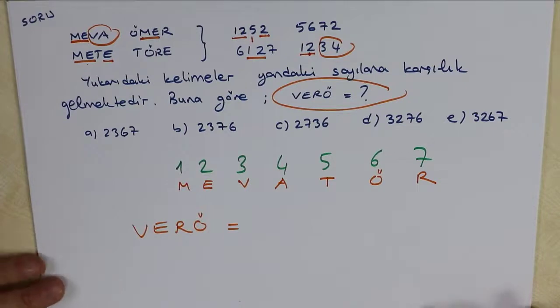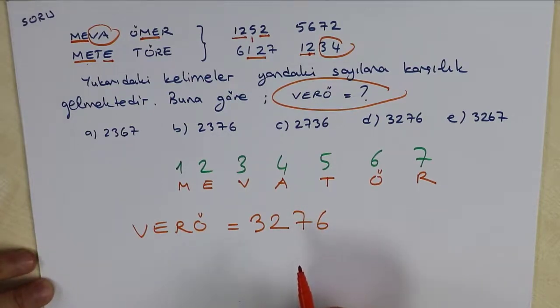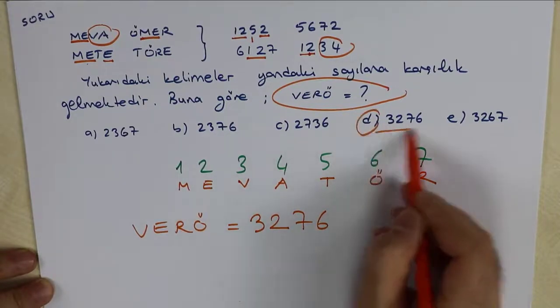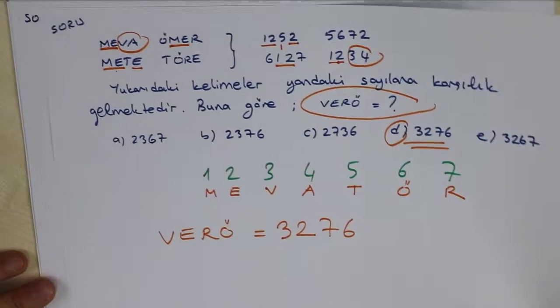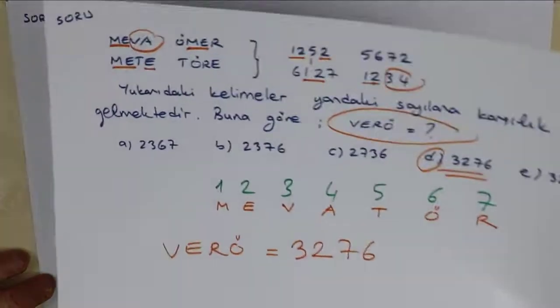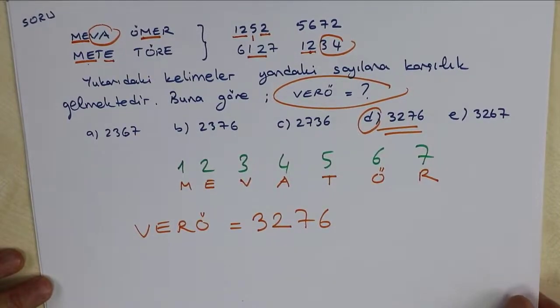So now what's requested from us is Vero. So we have V replaced by 3, E replaced by 2, R replaced by 7, and O replaced by 6. And this is the replacement, or the correct answer, which is given in option D. Here we need to confirm which letter is replaced by which number, or what is the correct substitute, and based on this substitute we can get the answer.